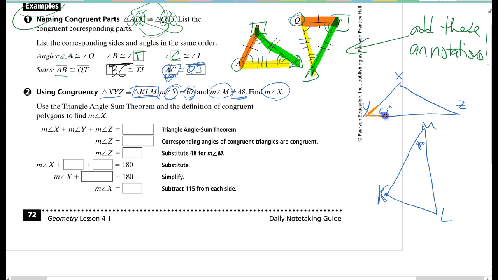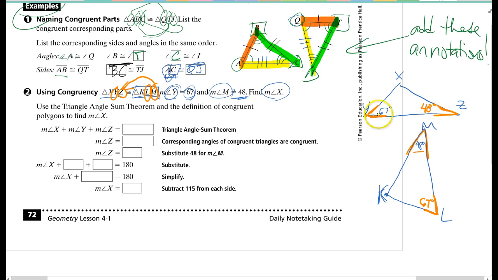Well, angle Y corresponds to this angle, the second angle in this name, so that would be measure of angle L. And if Y is 67, that means L has to be 67. And then angle M, they told us, is 48 degrees, and that matches up with, here's M, it's the third angle mentioned, so that matches up with the third angle mentioned over here, so that's angle Z. And we knew that that's 48 degrees, so this has to be 48 degrees.